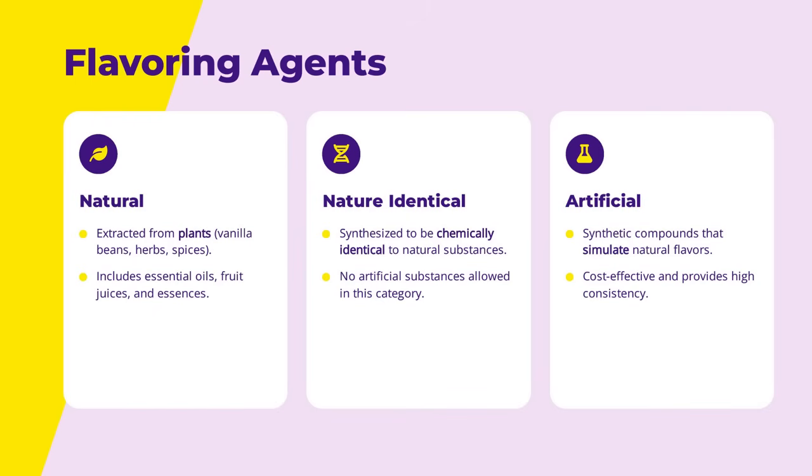These are chemically prepared compounds that are designed to imitate natural flavors. Artificial flavorings are widely used because they provide consistent flavor, are economical, and remain stable during processing. The choice between natural and artificial flavorings depends on the type of product, processing conditions, consumer preference, and production cost. A good flavoring agent should enhance the product without overpowering its original taste.